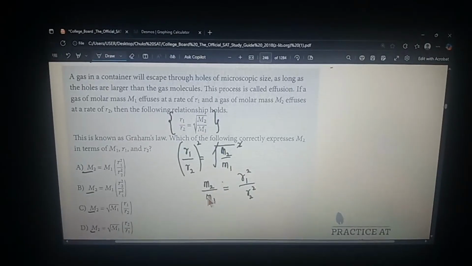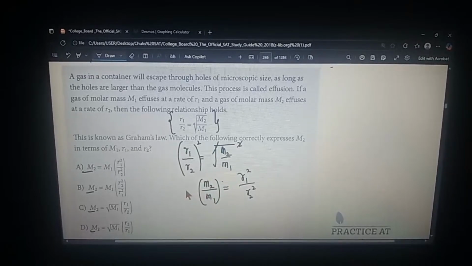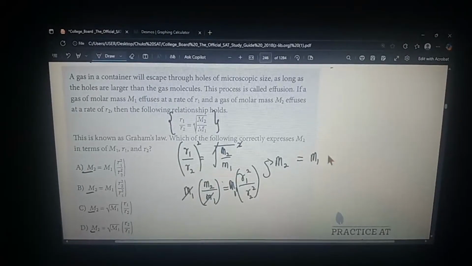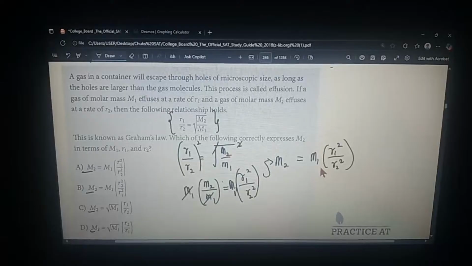Perfect. To get rid of this m1 so that we can make m2 the subject, we multiply both sides by m1, so that this m1 takes care of that m1. Finally m2 is equal to m1 into bracket r1 squared over r2 squared, and that is going to be option, I think it's option A, right? These things are looking confusing, so you must be careful. So the answer is option A. Option A is the correct answer.